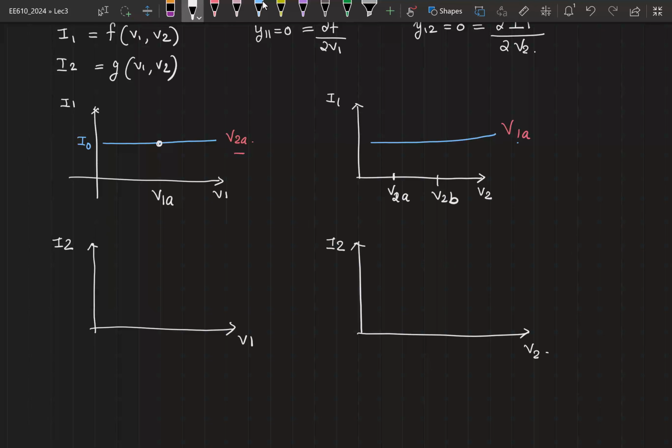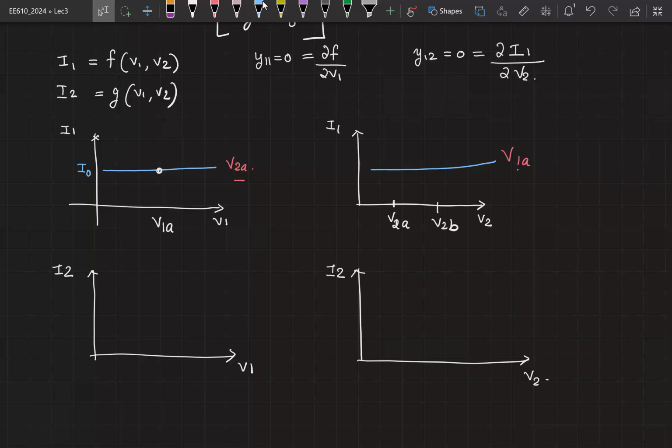Now, I2 versus V1, what plot should this give you? Like, what parameter is this graph giving you? Y21, right? And how do we want our Y21 to be? As large as possible. So it has to be some curve where if I take the slope of it, it is very high. That's all. Right? So I have roughly drawn a curve like this. What about I2 versus V2? So we know that Y22 equal to 0, which means this has to be a relatively flat value.